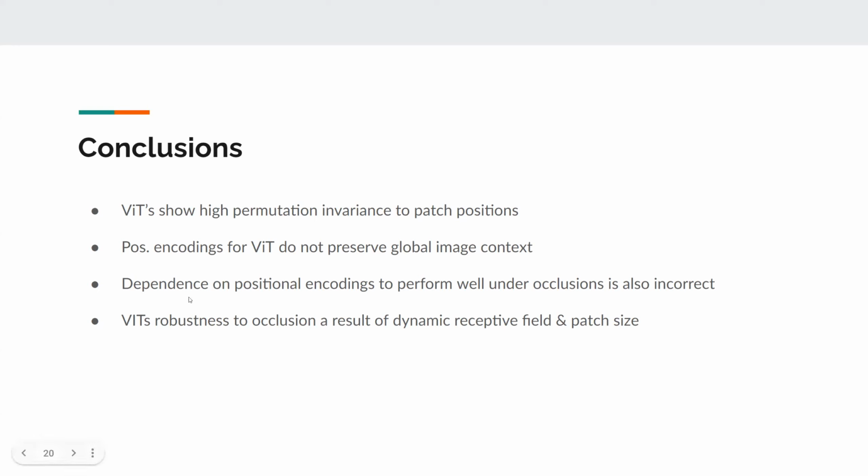The next thing is that the dependence on positional encodings to perform well under occlusions is also incorrect, as we showed when comparing the two transformer models with and without positional encodings. And finally, that the ViT's robustness to these occlusions is a result of the dynamic receptive field that James explained earlier during the patch drops, and that the patch size is the main determining factor for whether and how well a model will perform under these occlusions.